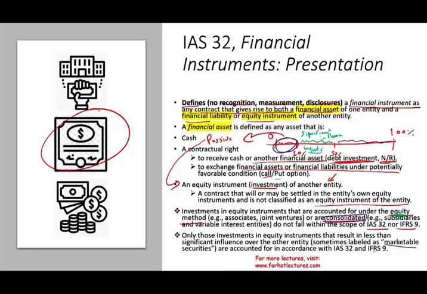Why are we talking about this now? You're going to see in the next session, when we try to recognize and measure them, we have to know what type of assets we are dealing with. Okay, so that's very important. So that's what a financial asset is.